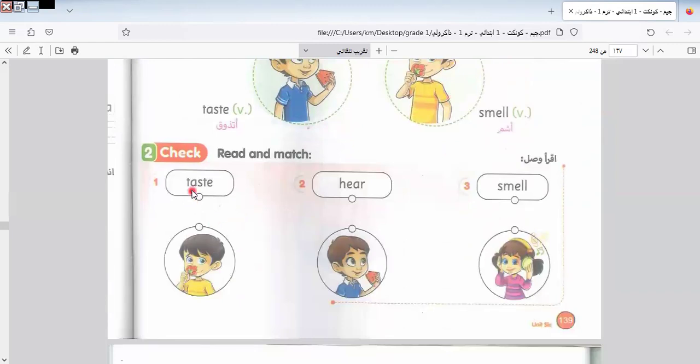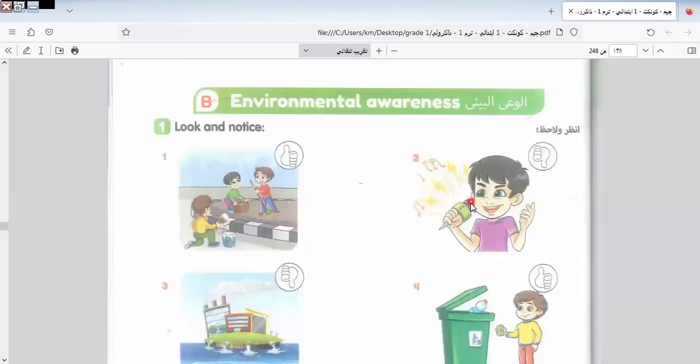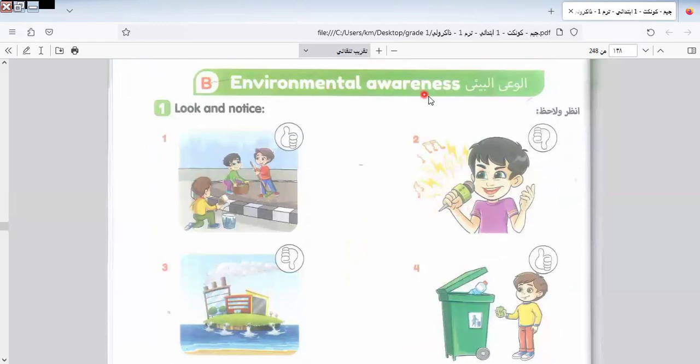Let's continue the rest of the exercise. Here we have taste. Which one is taste? This one by this one. Which one is here? This one by this one. Which one is smell? The boy who's smelling what? Smelling a flower.